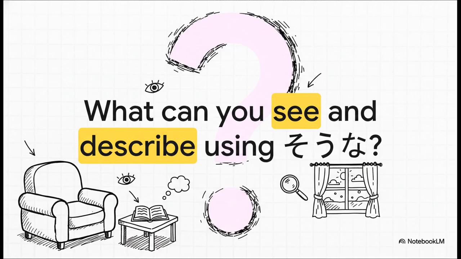So do me a favor. Take a second and just look around the room you're in right now. What's the first thing you see? A comfortable-looking chair? An interesting-looking book? Well, guess what? You now have the exact tool you need to describe them.